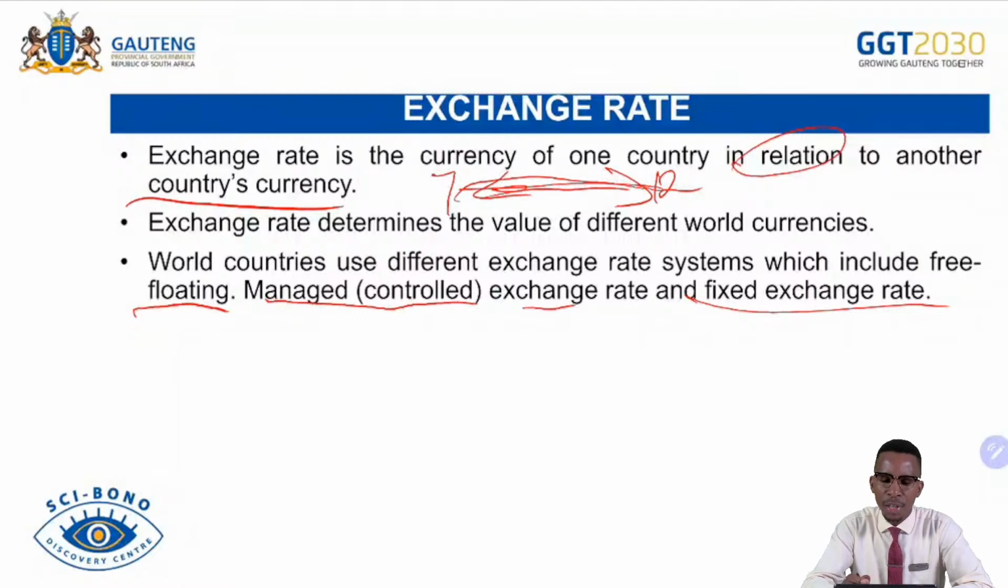Remember, when it appreciates, it moved from 12 to 7 rand. It has appreciated, it became strong. But when it depreciates, it's moved from 7 rand to 12 rand or any other higher number. That is known to be a depreciation.